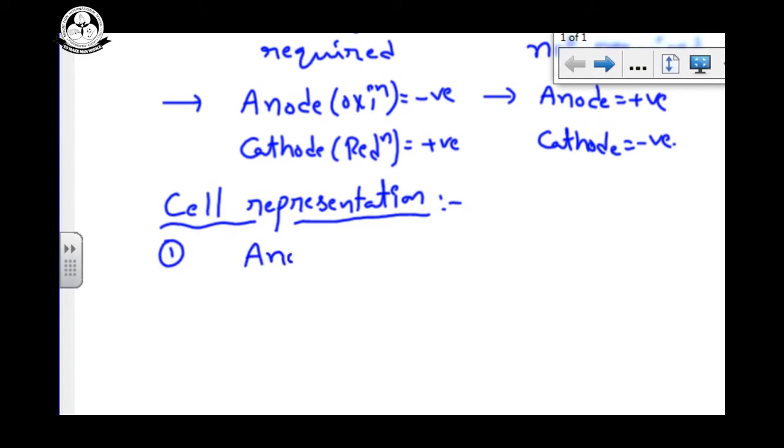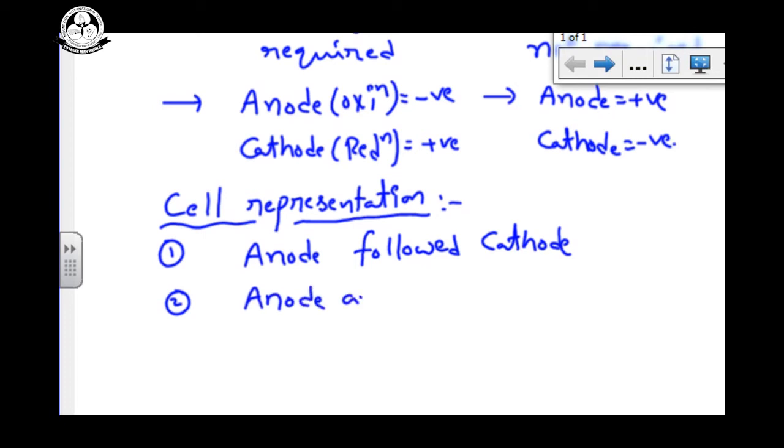First, the anode is represented, followed by the cathode. Second, the anode and cathode are separated by the double slash.